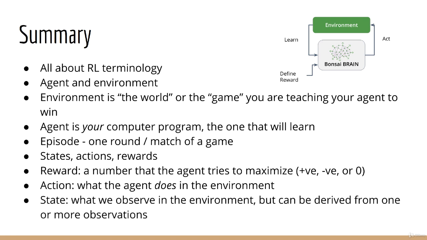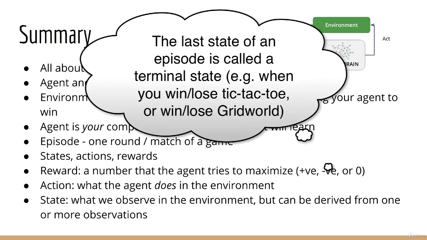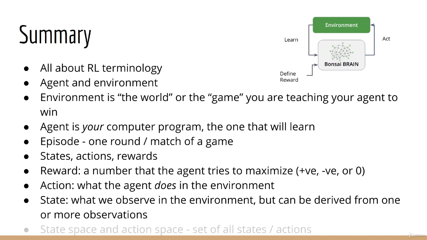States are what we observe from the environment, but they can also be values derived from those observations, or even a sequence of past observations. To add a little more to this, we call the last state of an episode a terminal state. So when you reach a terminal state, that is the end of your episode. Lastly, we define the terms state space and action space. These are the set of all states and the set of all actions, respectively. Using these terms, we can now talk about reinforcement learning coherently and build a framework that allows us to solve reinforcement learning problems.